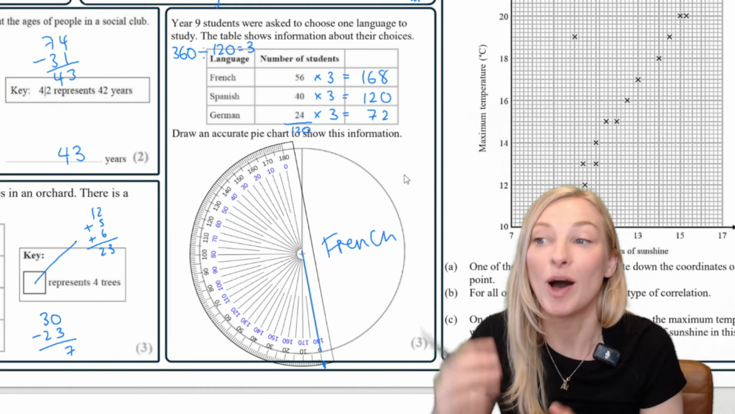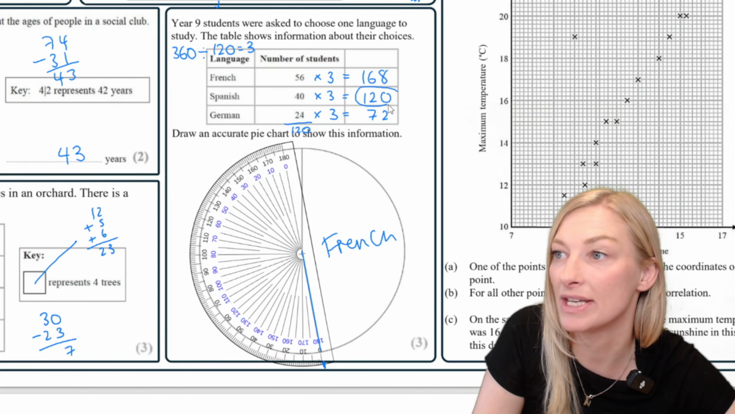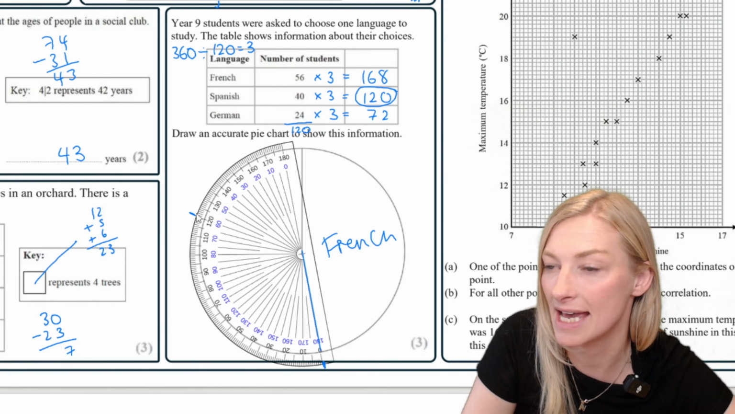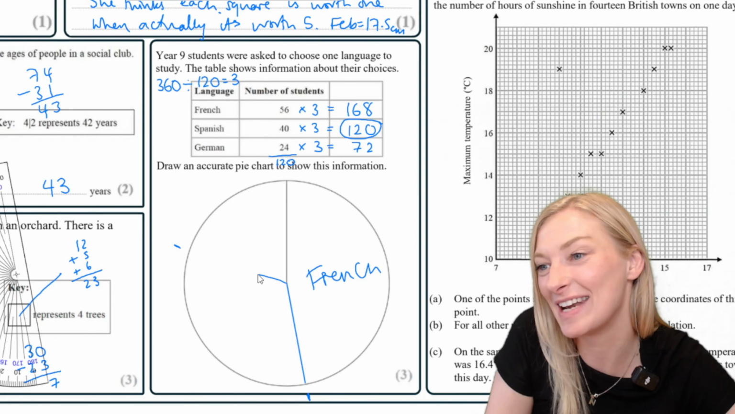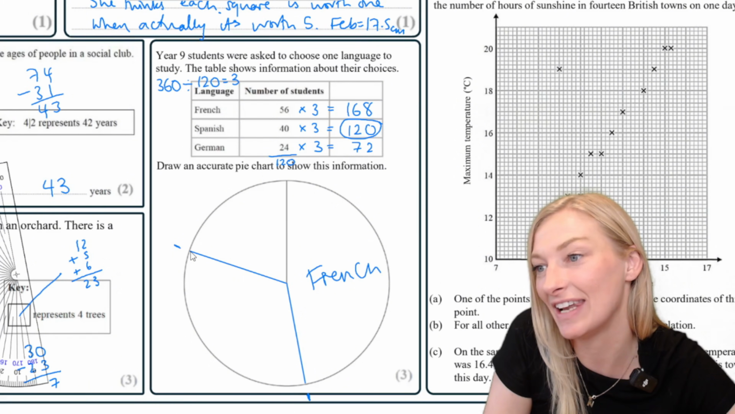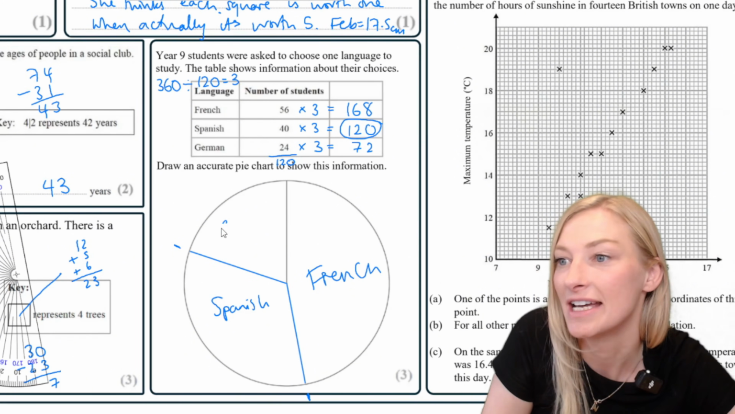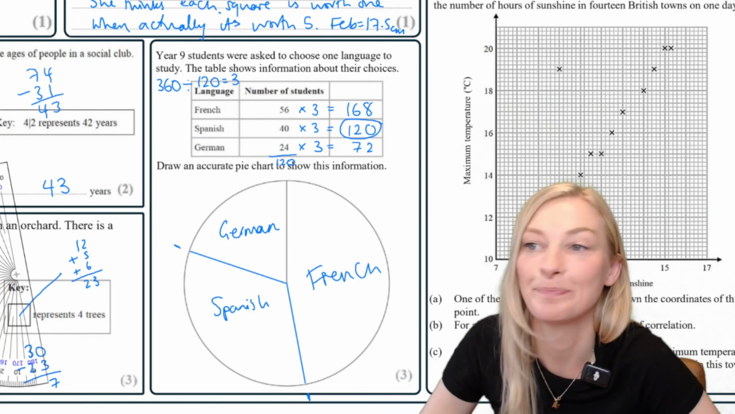Then get your protractor, and again, we're going to turn it around like that. Our protractor now starts where the last section finishes. So we're going to go round this time to 120, round like that to there, move your protractor out of the way and join that up again with a nice straight line like that. This section was for Spanish and this section, 72 degrees up here, was for German.